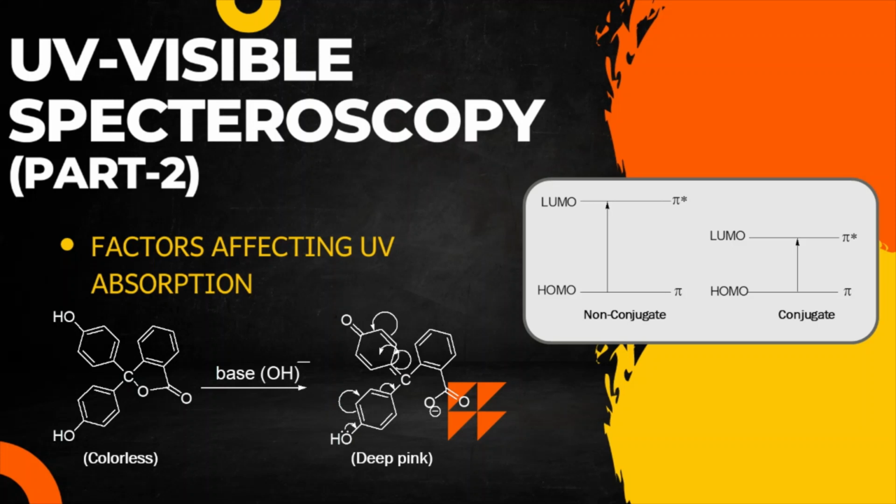In part 1 video, we have discussed the basic introduction to UV visible spectroscopy, the electromagnetic spectrum, Beer-Lambert law and chromophores and auxochromes. In this video, we are going to discuss the factors affecting UV absorption. So let's get started.